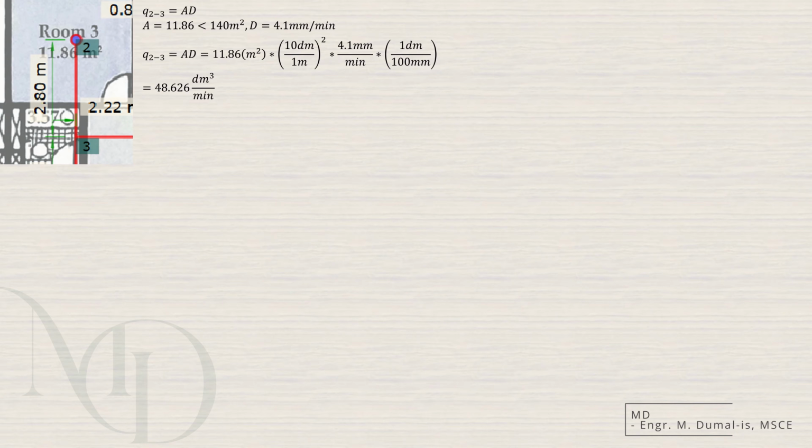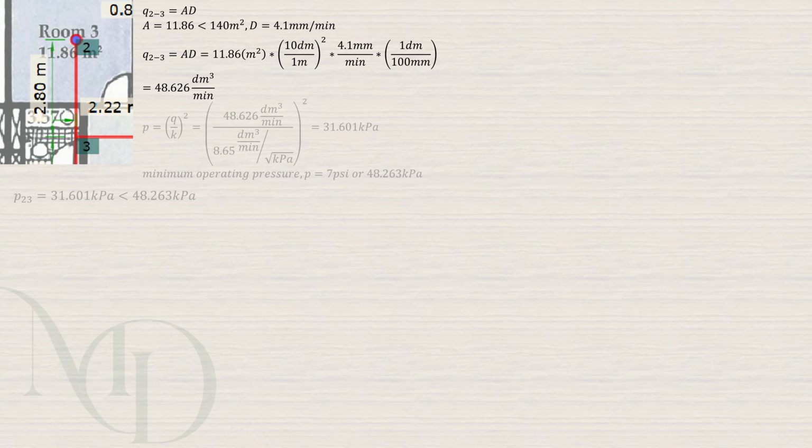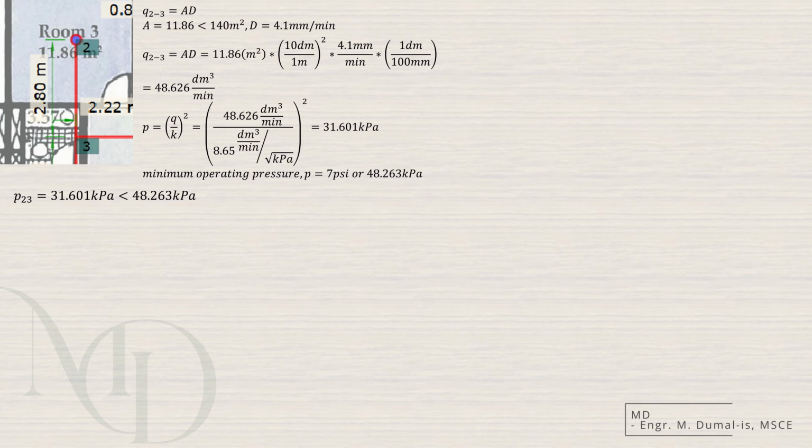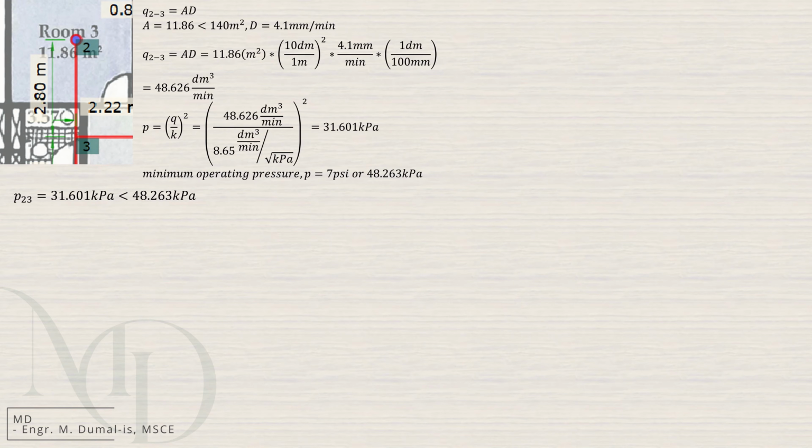Using the same area density equation, we compute the discharge and get a value of around 48 cubic decimeter per minute. Using this discharge, we can now find the corresponding pressure by applying the K-factor formula. We get a pressure of 31.8 kilopascal. This value is less than the minimum required pressure, so to comply with the code, we will instead use the minimum value of 48.263 kilopascal as the pressure going into run 23.